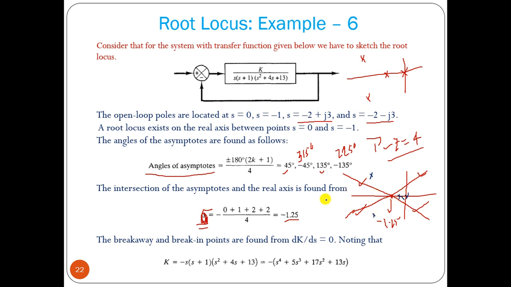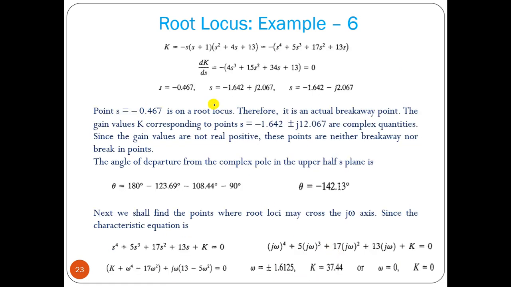Fine. Now we have to find out the breakaway or break-in points. We have only poles here, so breakaway point is the correct one. Break-in point is not there. So we have to form dK by ds equal to 0. From the characteristic equation, we have to find out K equal to what. Then differentiate that with respect to s and make it equal to 0. We get 3 values of s.